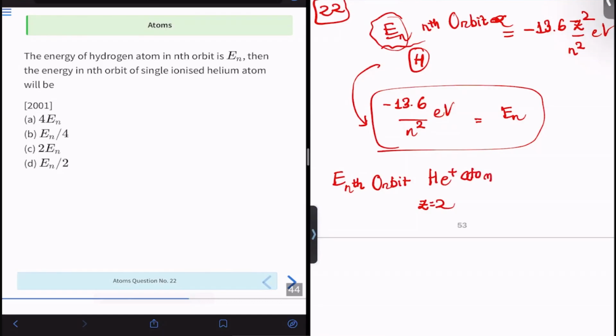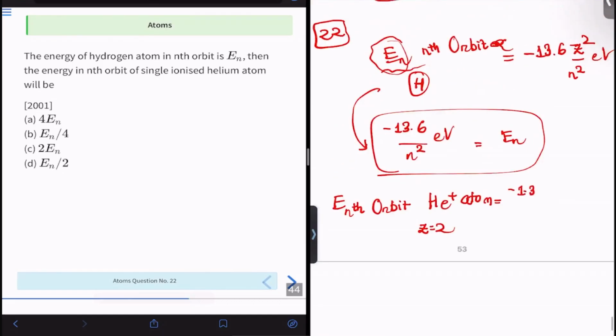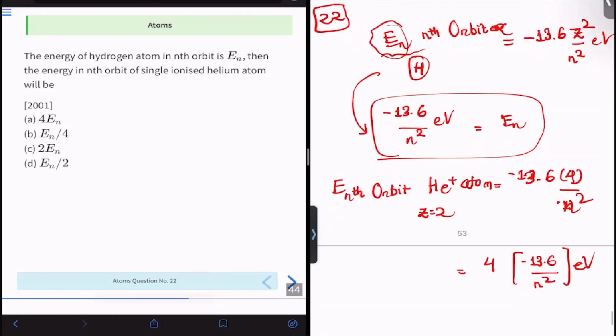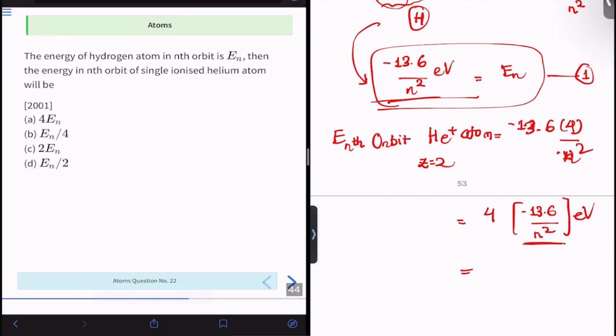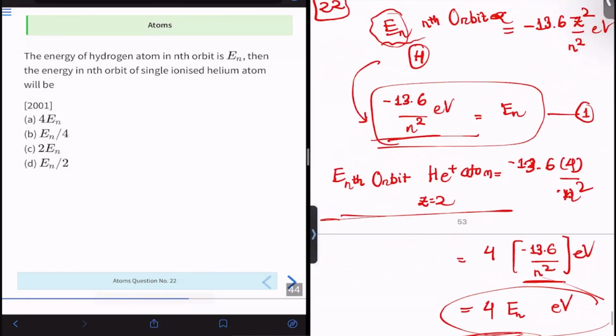For the helium atom, energy will be equal to minus 13.6 Z square, Z square is 2 square is 4, upon n square, for the nth orbit. So this will be equal to 4 into minus 13.6 upon n square electron volt. From equation number 1, you know minus 13.6 upon n square is equal to En. So I am replacing this with En: 4 into En electron volt. So in an nth orbit of a helium atom, the value of energy will be equal to 4 En electron volt. In which option is it given? Option number A.